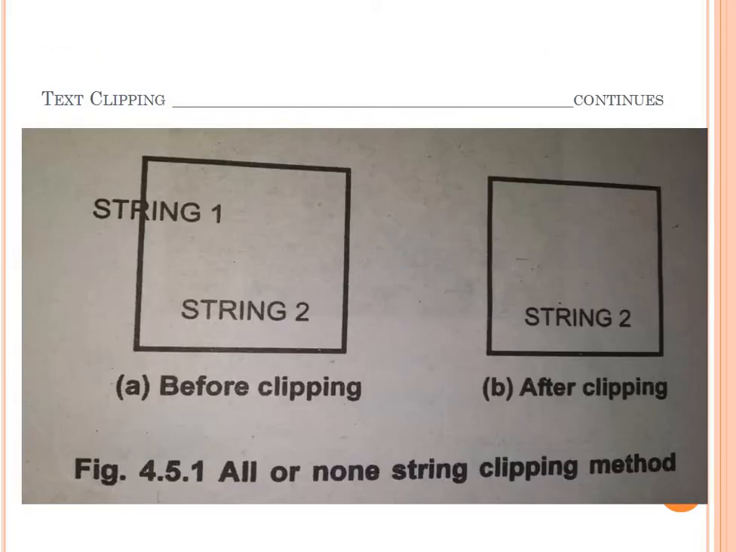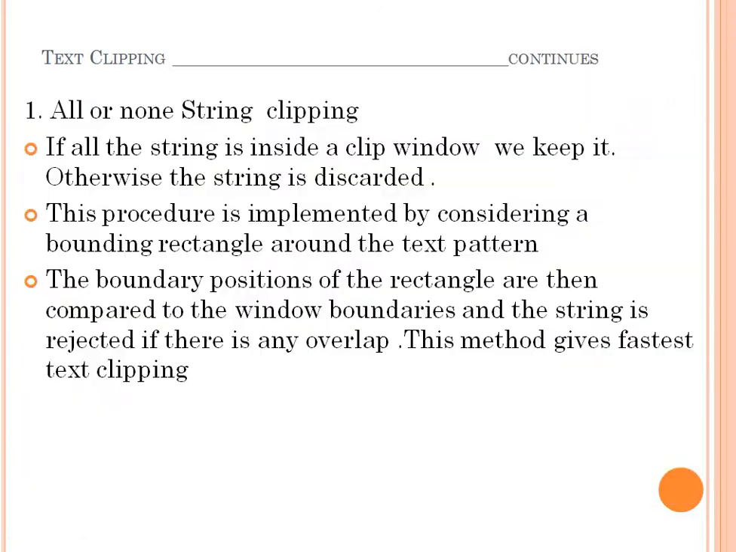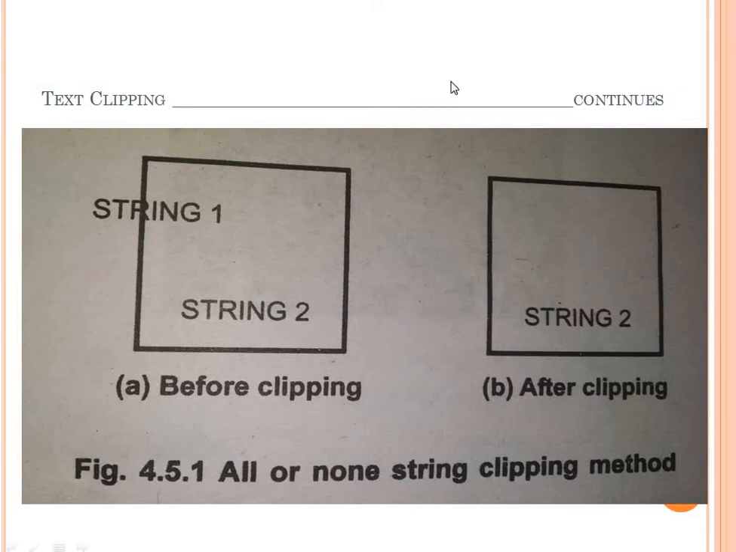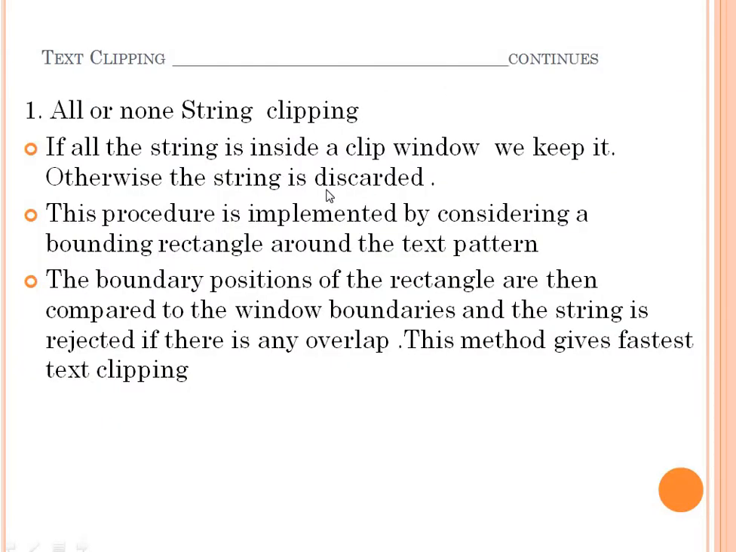Here is the image of this clipping, the before clipping and the after clipping. This is string 1 and this is string 2. String 2 is completely inside the window, and string 1 is partially inside and partially outside of the clipping window. So the condition is that if all the string is inside the clipping window, we keep it as it is, and otherwise the string is discarded.